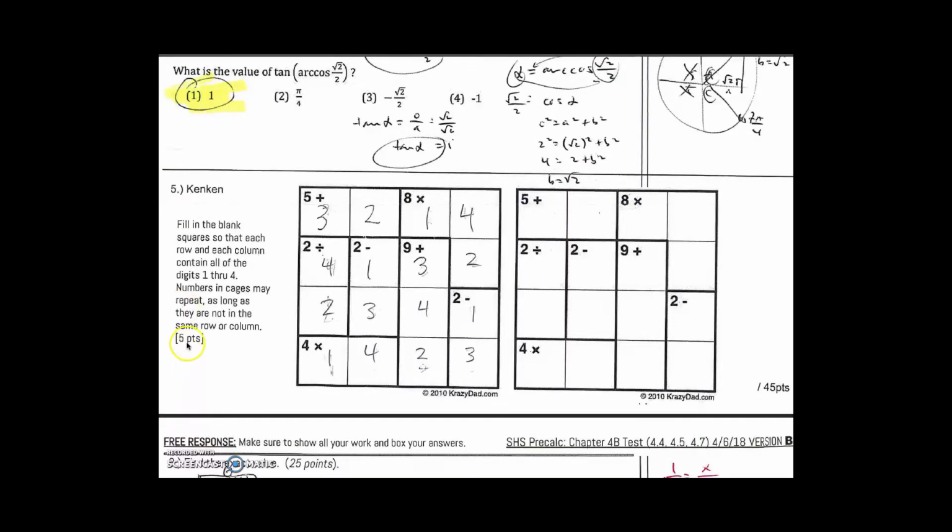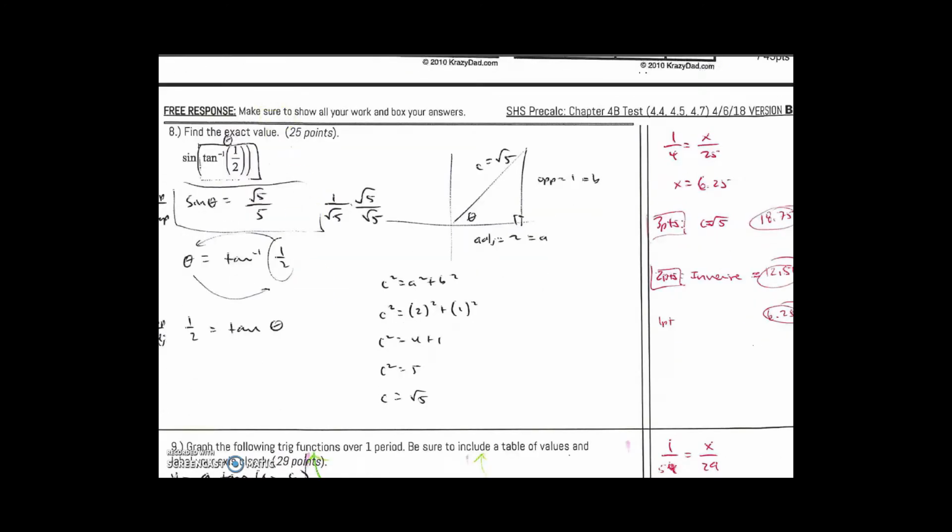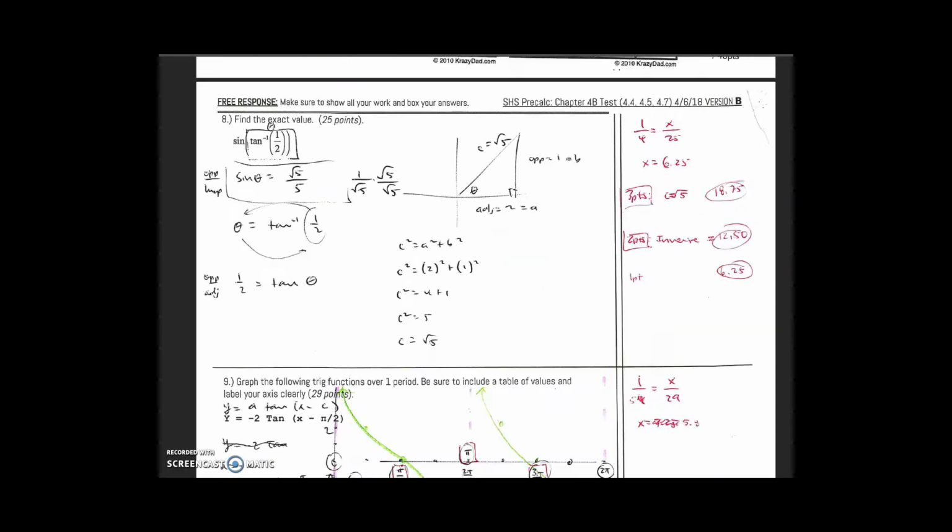Alright, so the scan was either 5 points correct or 1 point wrong. Here's my solutions. It's a 4x4, and the front side was out of 45 points. Backside.